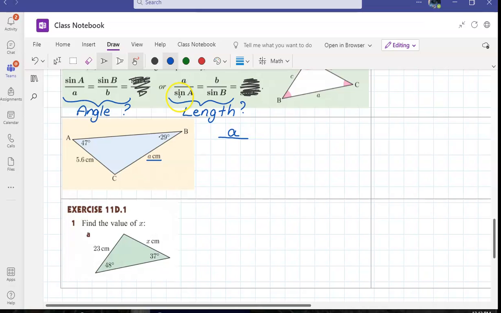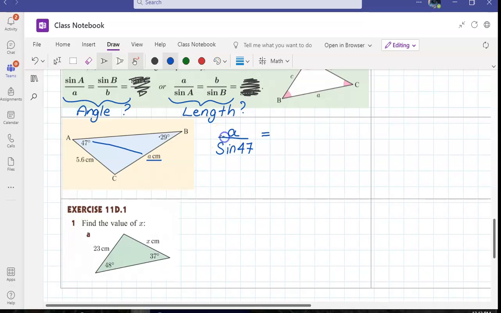What does the rule say? How are A and big A connected? They are opposite. So A, what angle is opposite A? 47. So we're going to divide that by sine 47. So far, so good? Equals the pair that we know.